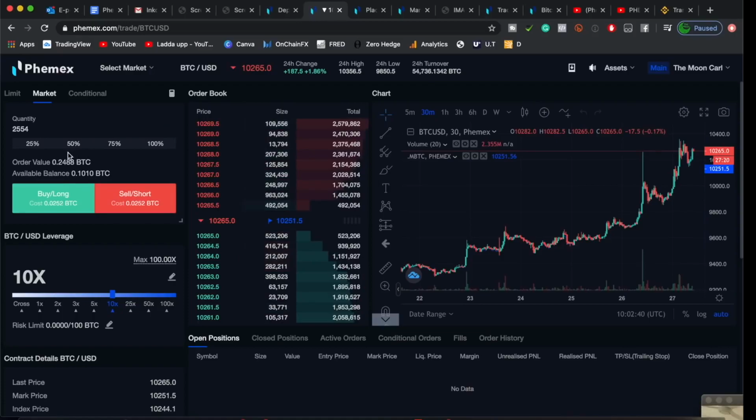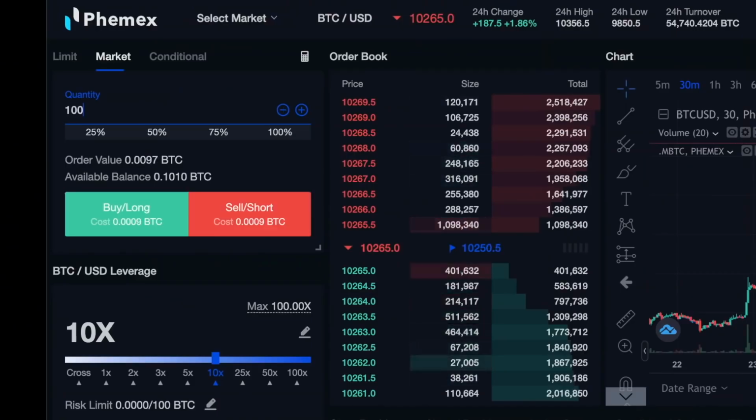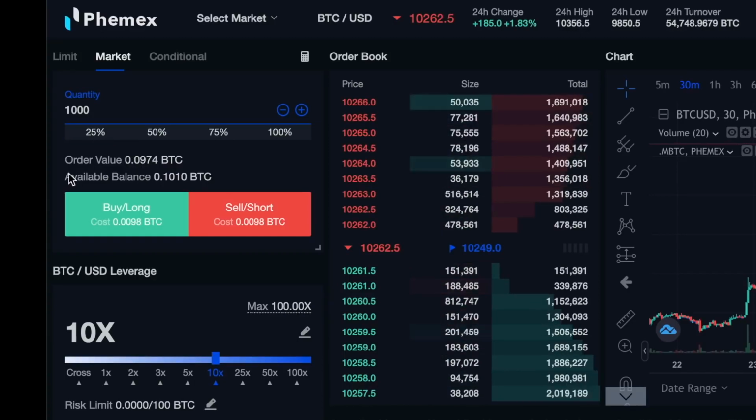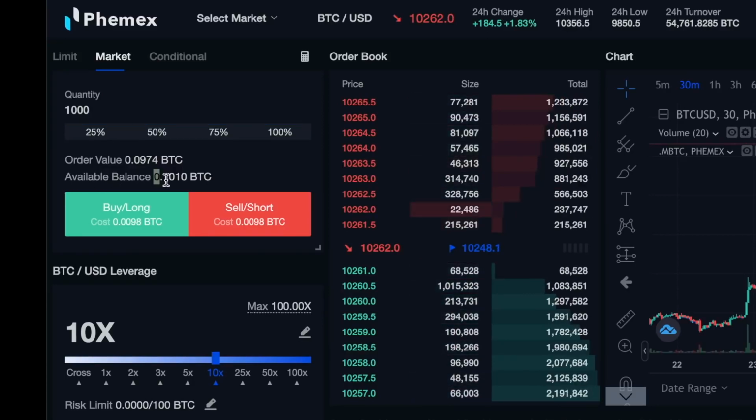Now, this is very, very simple. Let's say you want to long $1,000 worth of Bitcoin here. The order value will be 0.0974 Bitcoin. Our available balance is currently 0.1. Remember, if the available balance is 0 here, then you cannot trade.